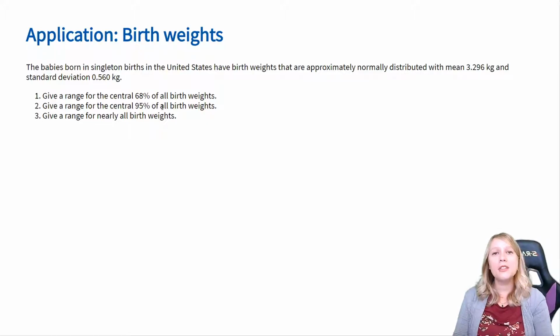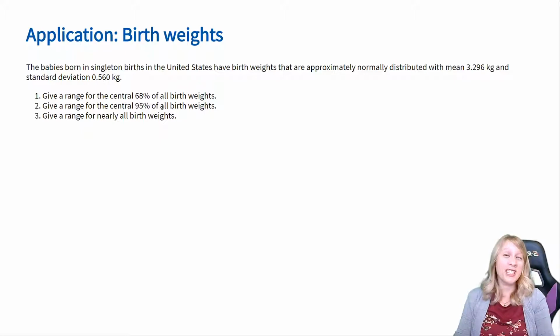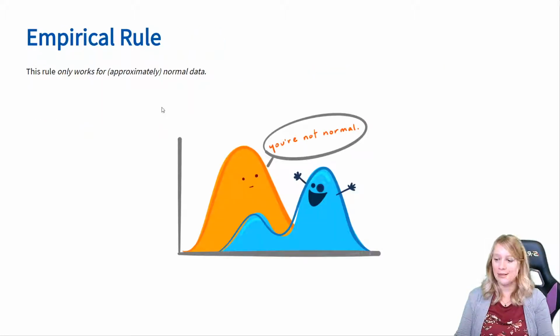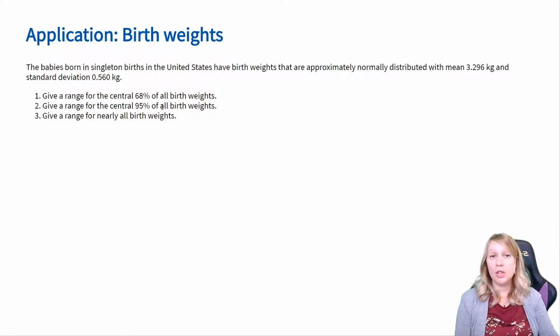So let's apply this to birth weights. The babies born in single births have birth weights, again, distributed with a mean of 3.296 kilograms, standard deviation 0.56 kilograms. We'd like to find a range for the middle 68% of all birth weights, middle 95% of all birth weights, and then again, all birth weights. In order to do this, we will add and subtract values from the normal model.